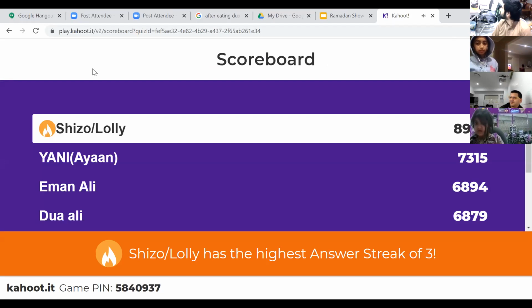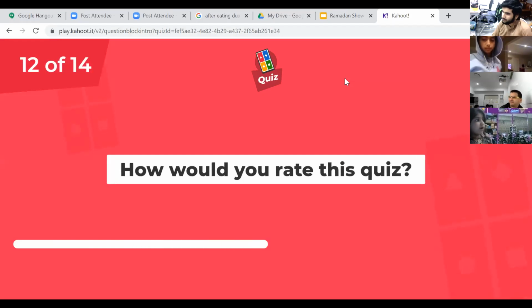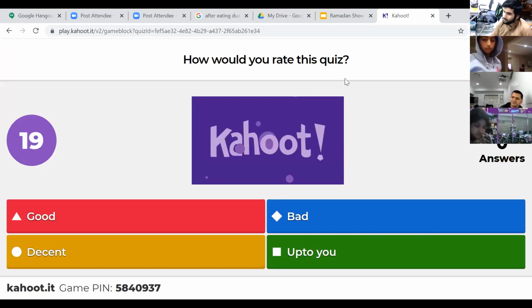Shazin gained some points. Otherwise, everyone's still the same. Nothing has changed. 12th question. How would you rate this quiz? Now, be honest. Your feedback matters.